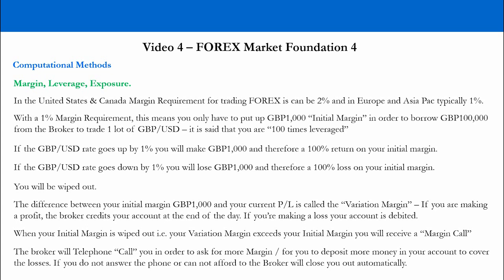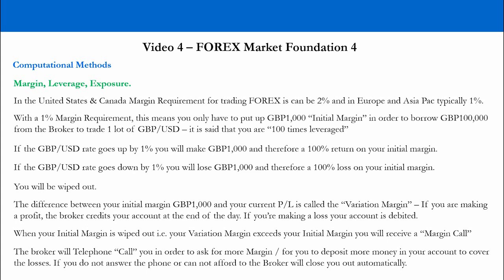And we looked at an example like this earlier with a 1% margin requirement. This just means you're only going to have to put up, say in the United Kingdom, £1,000 initial margin in order to borrow £100,000 from the broker to trade a one lot of sterling US dollar, or cable. And basically what you're doing is you've ended up becoming 100 times leveraged.